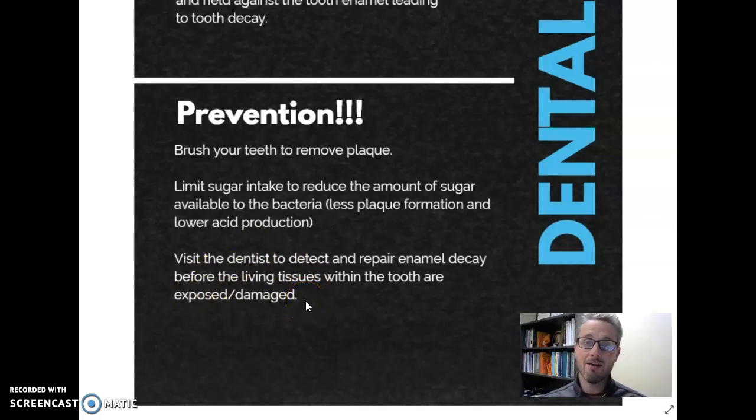If they ever identify a little bit of decay in our enamel, they can remove any bacteria that are there. They can rebuild that with man-made polymers so that we can protect our tooth from further damage. And the main thing here is to prevent that damage from breaking through the enamel and reaching the living tissue inside our tooth. That's when we'll lose teeth and have severe pain associated with this stuff.